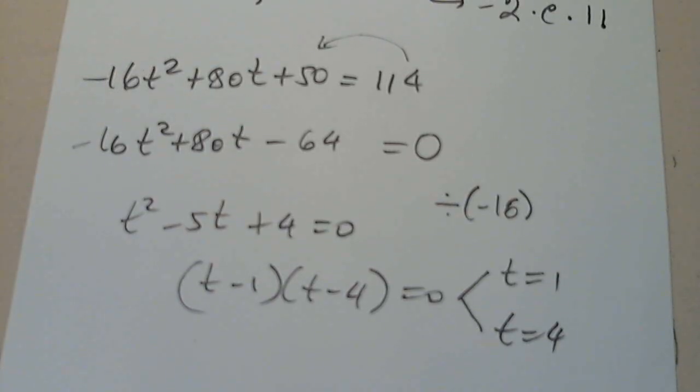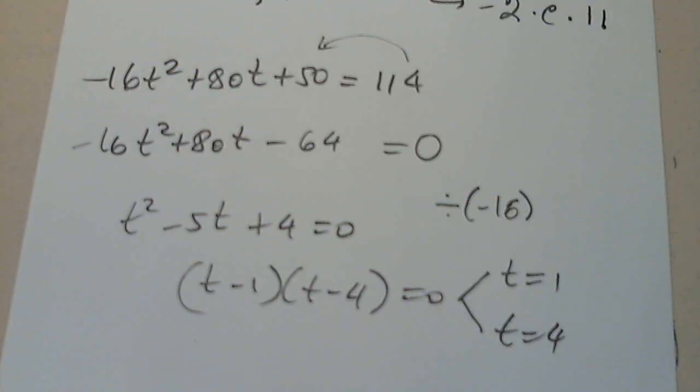So when we go back to 29, use a comma to separate answers as needed. So the answers are 1, 4 in seconds.